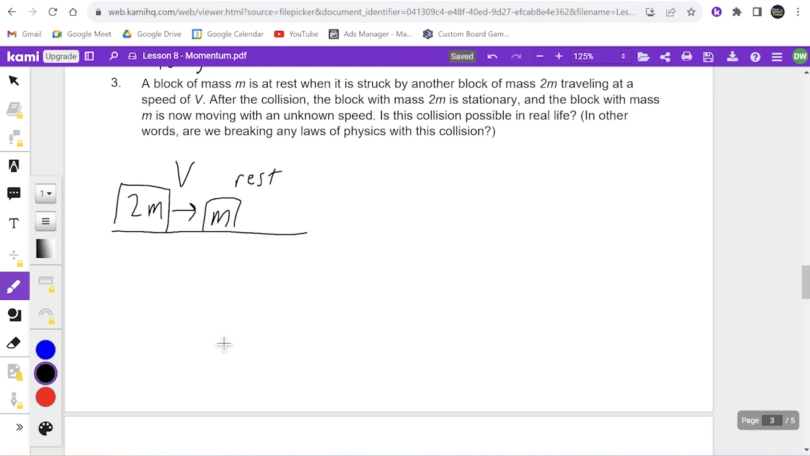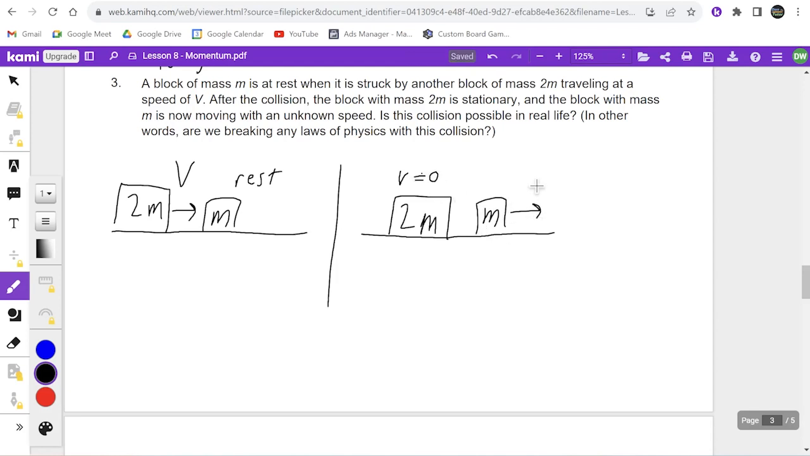After the collision, the block with mass 2m is stationary, and the block with mass m is now moving with an unknown speed. Is this collision possible in real life? In other words, are we breaking any laws of physics with this collision? Kind of vague what I mean by that, but hopefully you realize: is momentum conserved? After the collision, 2m is here, speed is 0, so v equals 0, and little m is now moving with some unknown speed. Let's see if we can calculate it, even though there are all variables here.